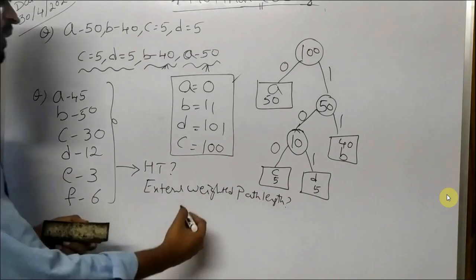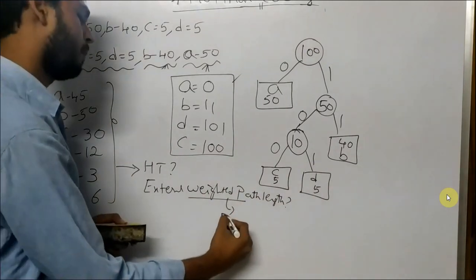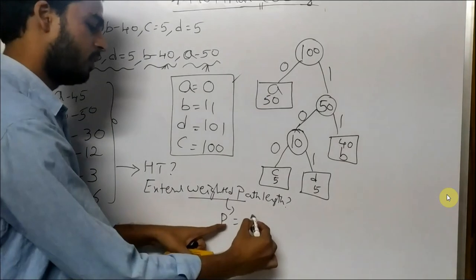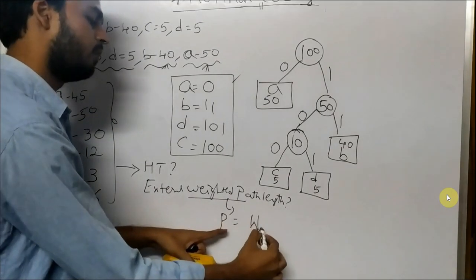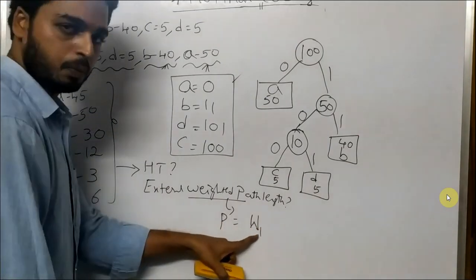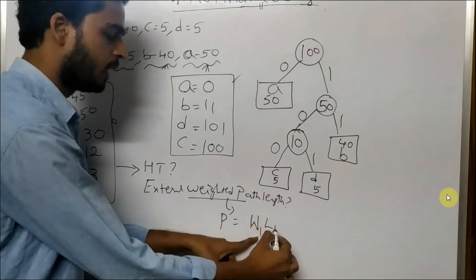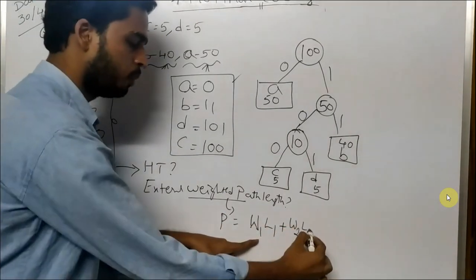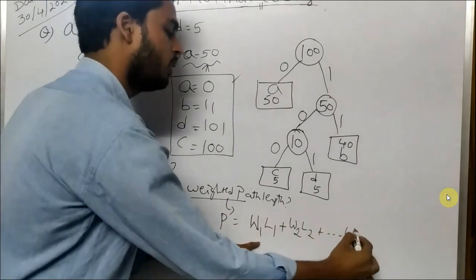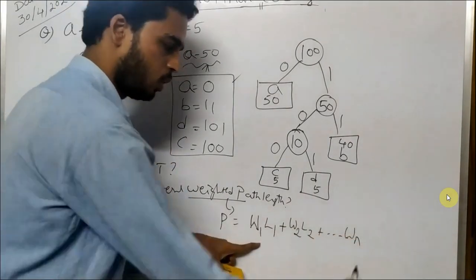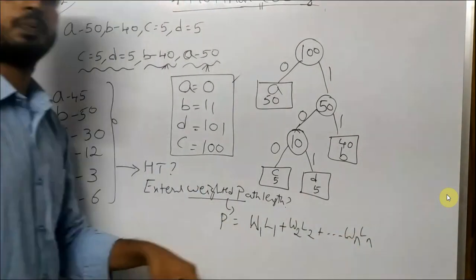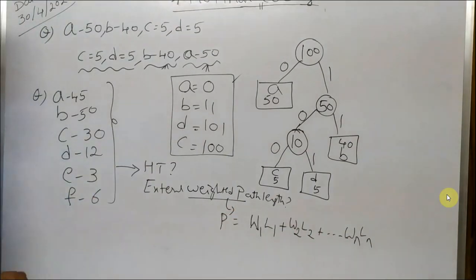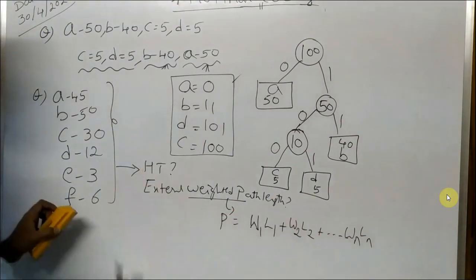Okay, there is a simple formula, that is P equal to, I have already defined, right? I am simply defining it as the frequency of external node 1 into path length of that node, plus frequency of external node 2 into path length of that node, and so on, up to the frequency of external node n into path length of that node. Okay. So you can do this work in your book. Now we'll go for the algorithm.